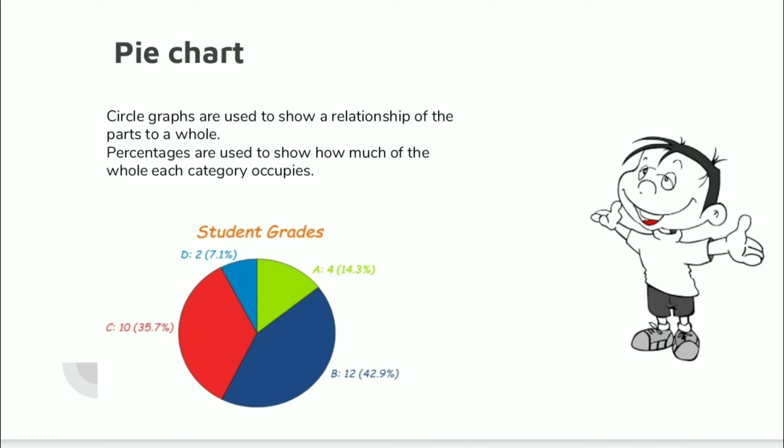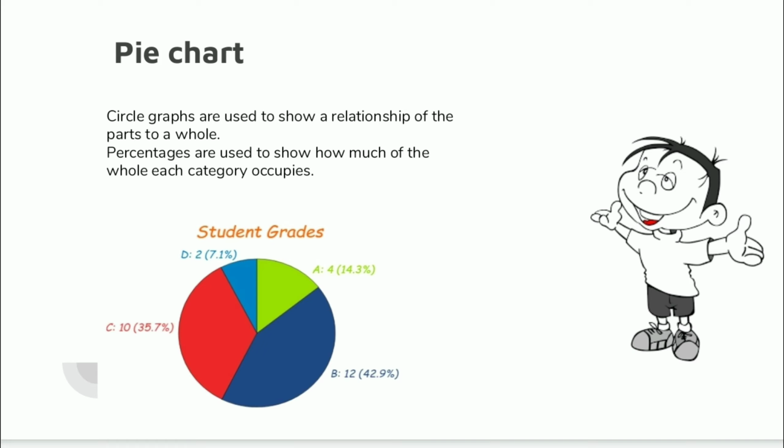Let's evaluate this graph that is on the slide. Our title is student grades, so automatically we know we will be seeing the grades of students and how they are divided. It's divided into A, B, C, and D. So we're going to see the amount of students who got A versus B versus C versus D. Looking at it, we can see the majority of students got B, and we look at our percentage of 42.9%. 12 persons in the class, which equals 42.9%, got B.